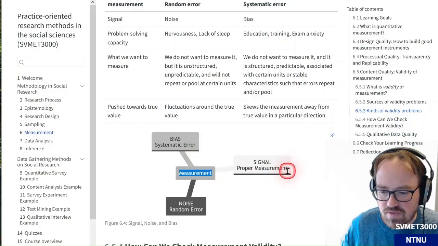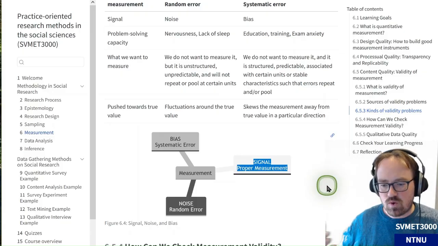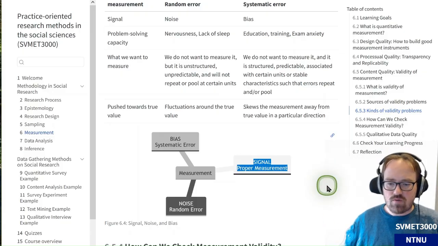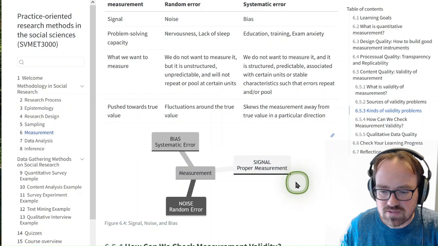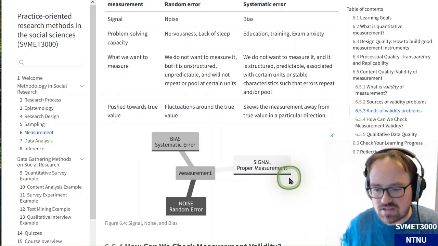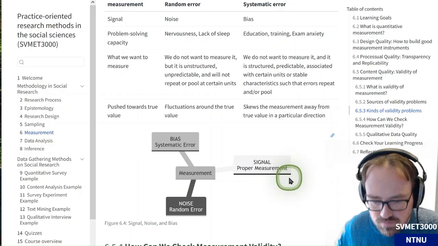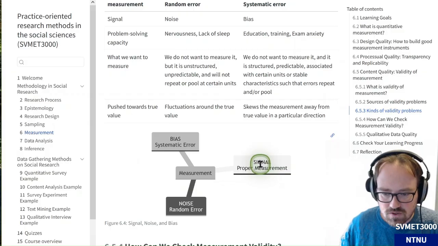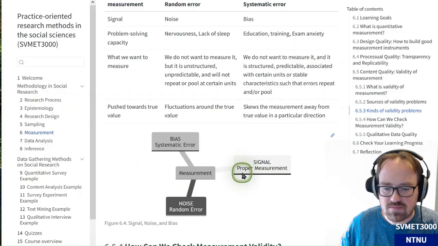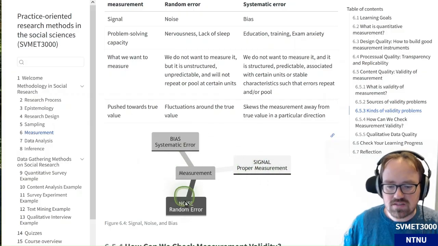The signal, the proper measurement, is where we really want to represent, or really do represent, the reality relative to the theoretical construct to study the phenomenon. The signal, that's what we want to maximize. But then we have 2 kinds of errors that can occur.